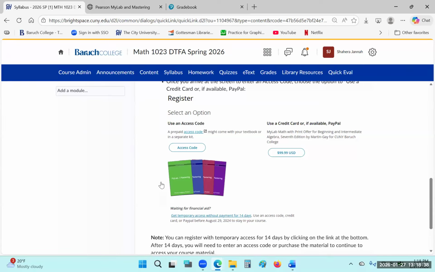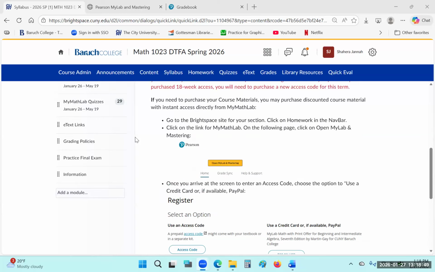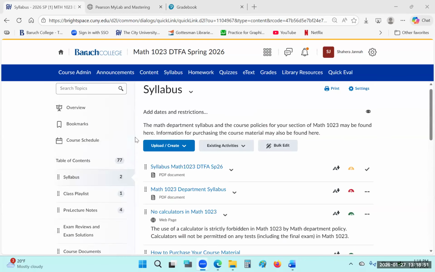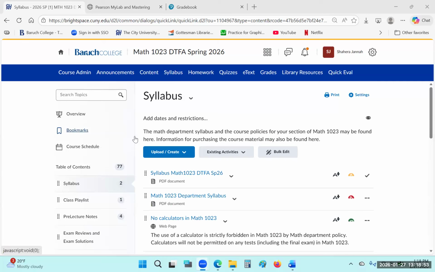Go ahead, Muntaha. I wanted to know what happens to the other classes? Right now, we're using MyMathLab. If this was a higher number, like 10, 30, or... No, unfortunately, every class has their own MyMathLab. So even if you buy for 2 years, this 2 years access is only for 1023 classes.